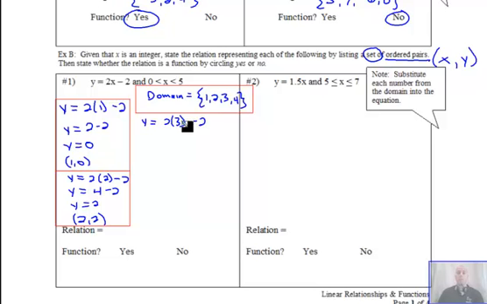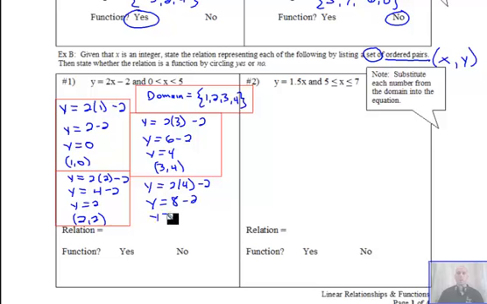So now I'm going to put the element 3 in for x. 2 times 3 is 6. 6 minus 2 is 4. So I put a 3 in and I got a 4 out. So I have an ordered pair 3, 4. Finally, I'm going to put 4 in. And I simplify it. I get the ordered pair 4, 6.